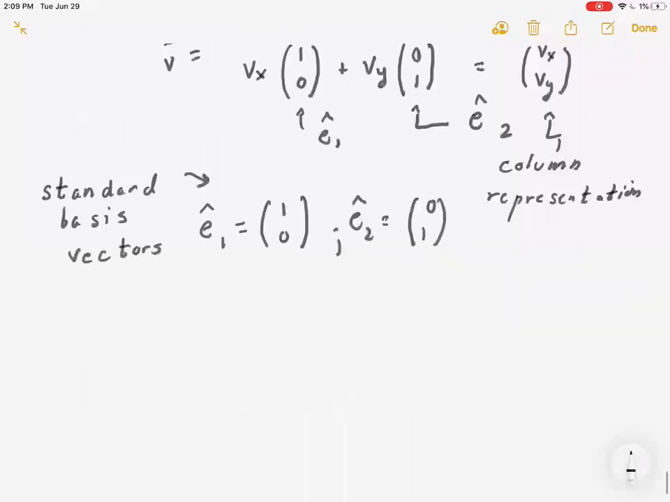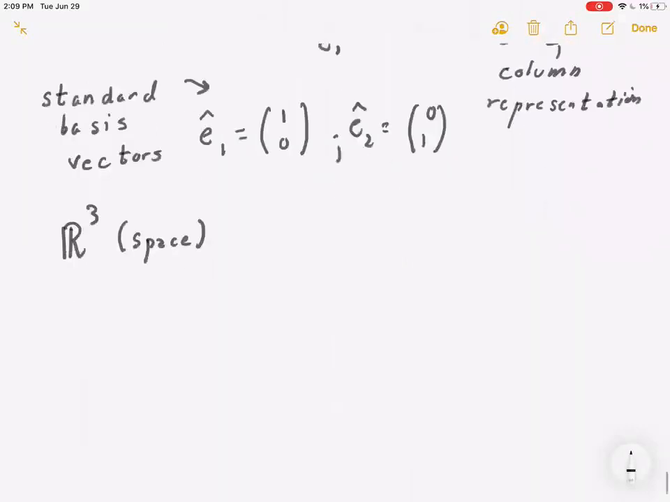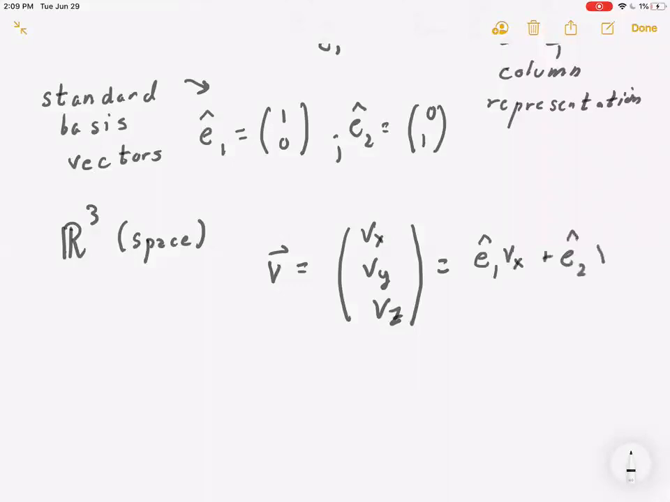And finally, last time we looked at the problem of all points in three-dimensional space. So here you could write your vector in column representation. It is a 3x1 matrix. And if you want to write that in an alternative way, using basis vectors, it is e hat 1 times v sub x plus e hat 2 times v sub y plus e hat 3 times v sub z.